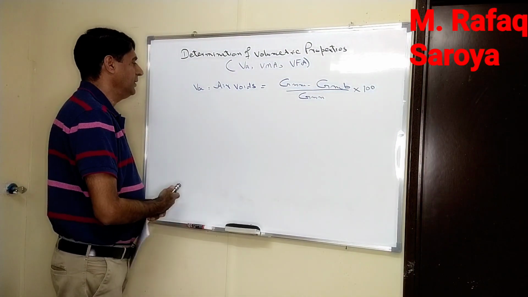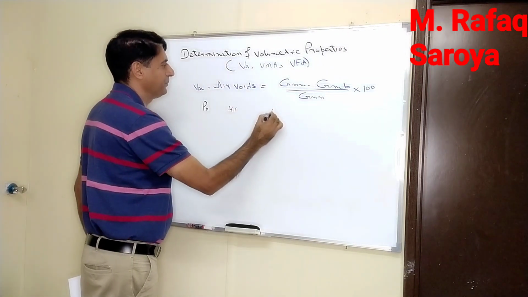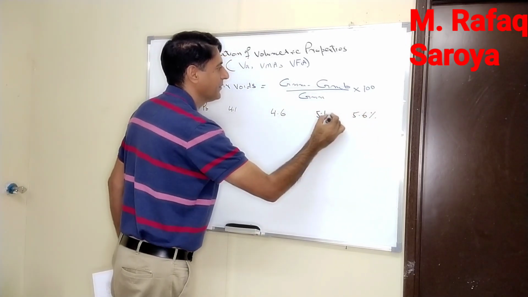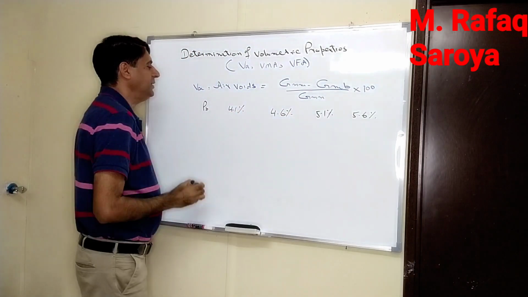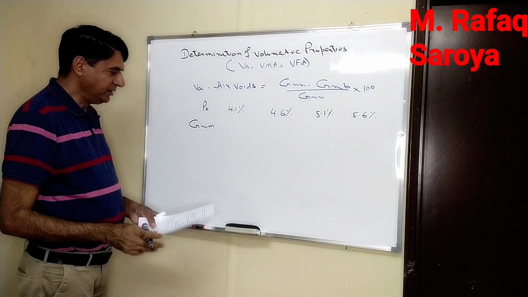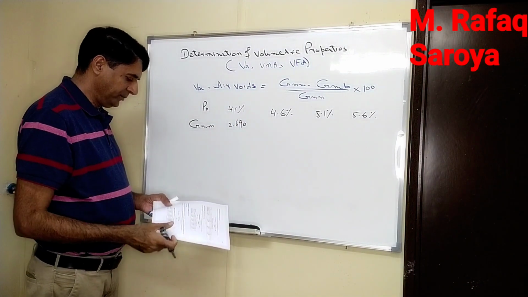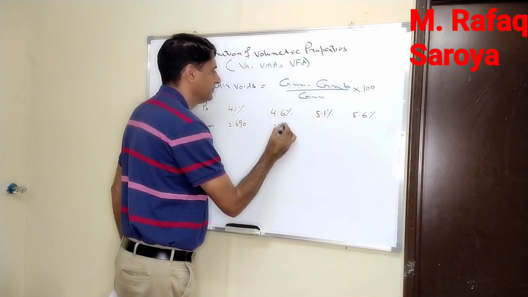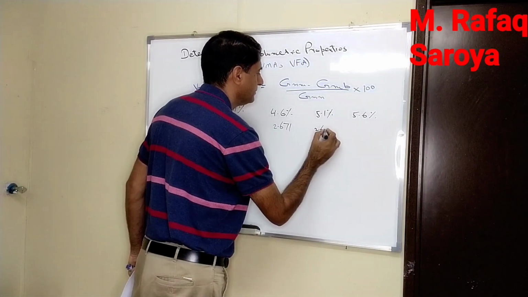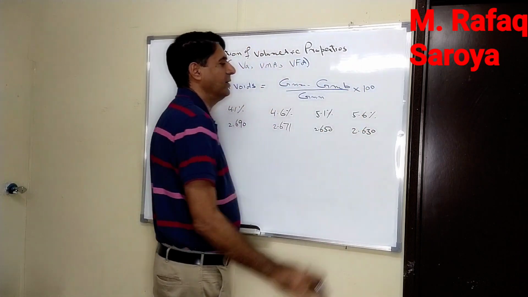What do I mean by each binder content? We have this PB, percentage of the bitumen, like 4.1%, 4.6%, 5.1% and 5.6%. These are our binder contents. With these binder contents, we have already determined the value of GMM. The value of GMM for each binder content is 2.690 for the first, 2.671 for the second, 2.650 for the third, and 2.630 for the last binder content.